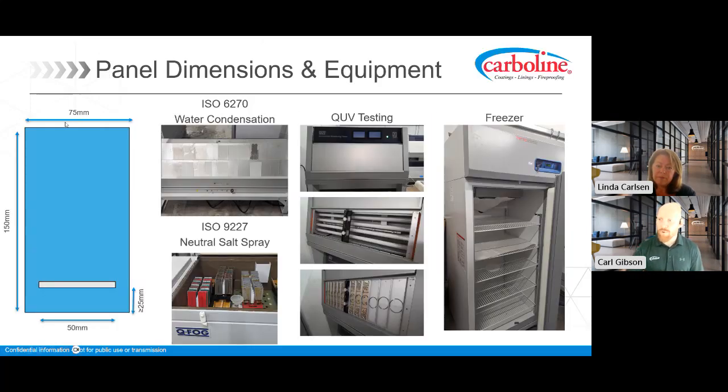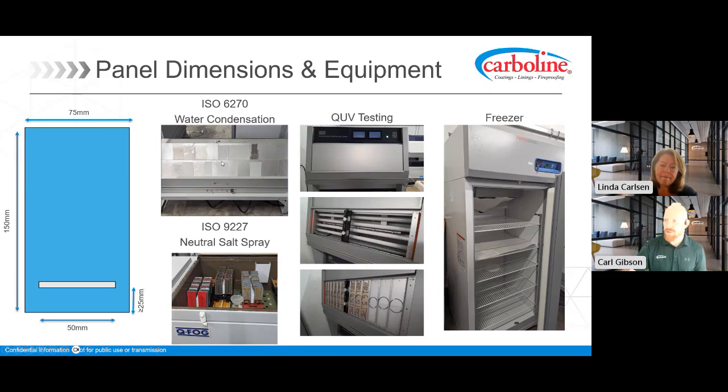And then this is what the panels look like. The standard clearly defines that it has to be 75 millimeters by 150. The scribe needs to be at least 50 millimeters across. It needs to be at least 25 millimeters from the bottom, and the panels themselves, it's not on here, but they need to be a minimum of 3 millimeters.